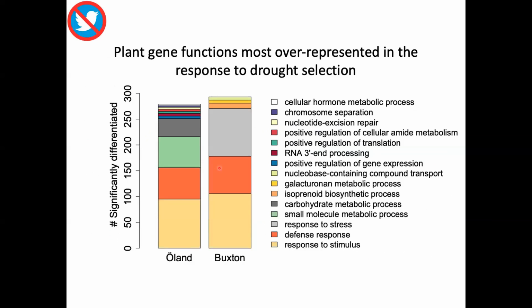But most interestingly of all, we find that some of the genes that are drought responsive are not the sorts of genes you'd expect. For example, we find overrepresented in differentiated plant genes, these genes that are related to plant defense and biotic interactions. And so this is a suggestion perhaps that the selection imposed by drought might be indirect and might actually be flowing from other organisms with which the plants are interacting.